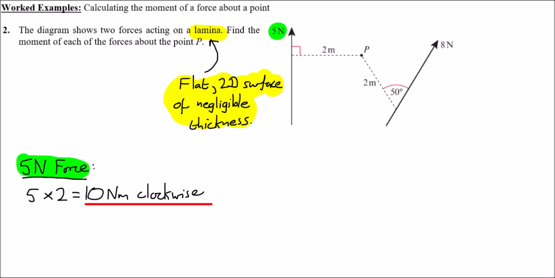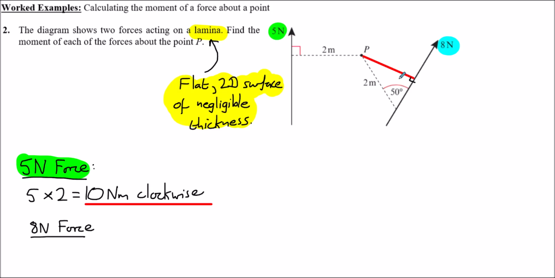Whereas the 8 Newton force will be working in an opposite direction. This force is going to create an anti-clockwise moment because relative to P, it's going this way round instead. This one, though, hasn't been given as a perpendicular distance. So what we need to work out is the perpendicular distance from P to the line of action of this force, which is this line I've drawn in red.